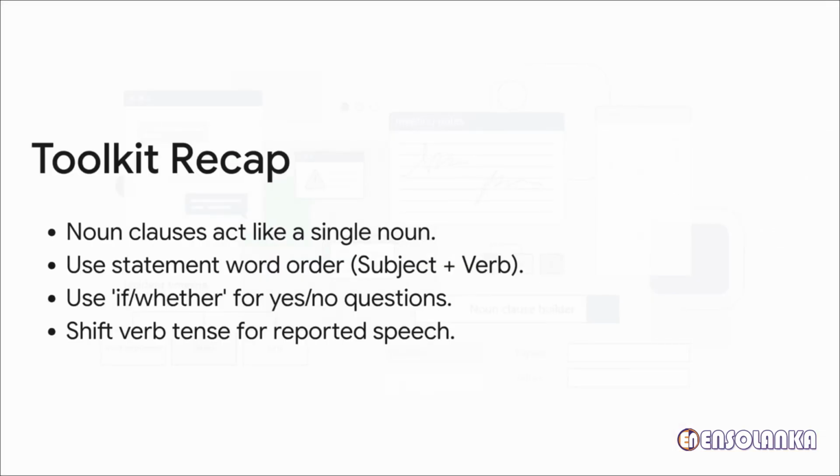All right, let's do a super quick, rapid-fire recap. Ready? Number 1, a noun clause is a package of information that acts like one single noun. Number 2, inside that package, you always use statement word order, subject, then verb. Got it? Number 3, use if or whether when you're embedding a yes or no question. And finally, number 4, when you're reporting a past conversation, remember to shift your verb tense back one step.